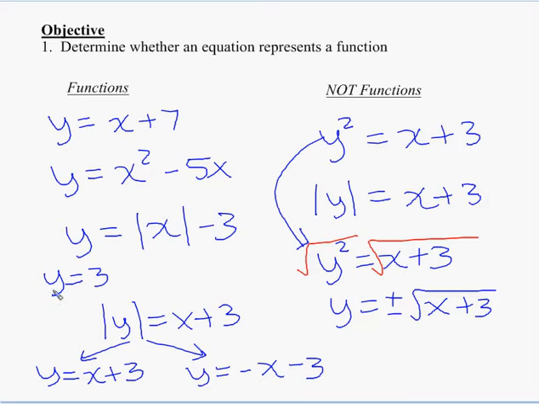Another example of something that's not a function would be even if it's just y equals a number, because that's a horizontal line. However, if you had something like x equals a number, that is not a function either because that's a vertical line. You can't solve for y, so that one's not a function.